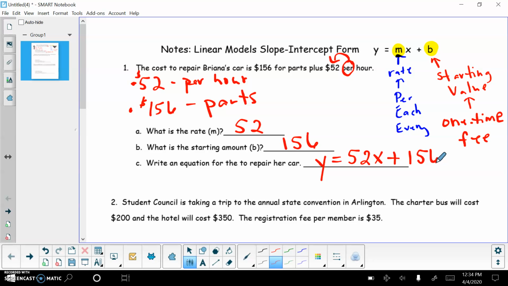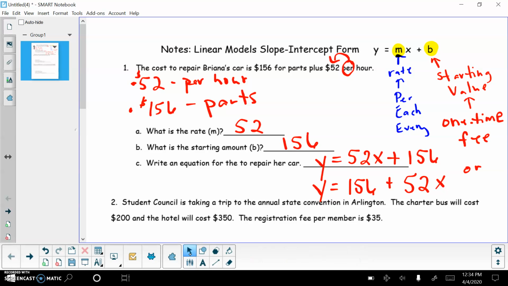Now, some people do like to write it in reverse order to sort of show the sequence or the action that's happening, that you're going to have to pay for your parts, and then they're going to use them and work on the car, and it's going to cost you $52 an hour after that. So that sort of shows the sequence of the action. But the important thing to remember is that the 52, the rate number on both of those equations, is always the number with the x.